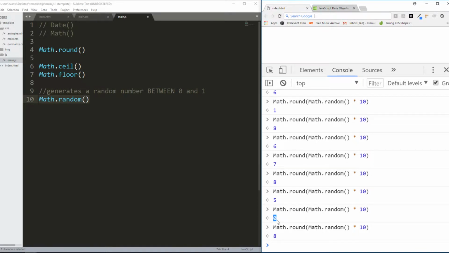We want to generate a random whole number between 1 and 10. That is not inclusive of 0. So how do we fix that? What do we do about that?